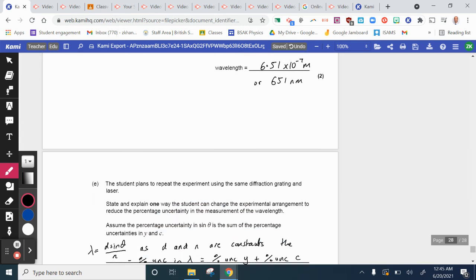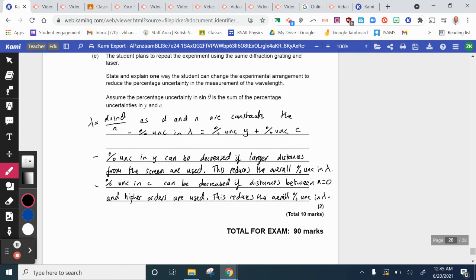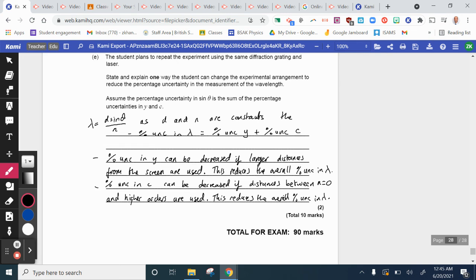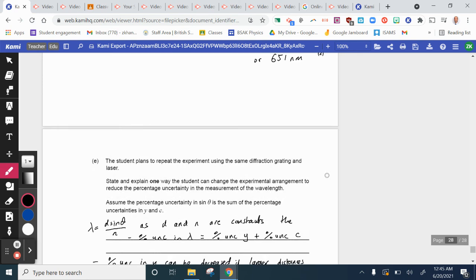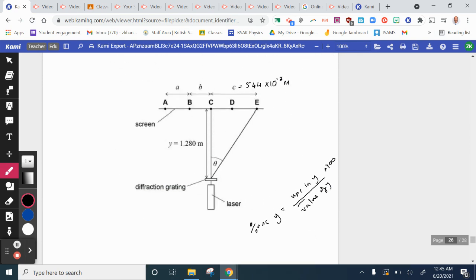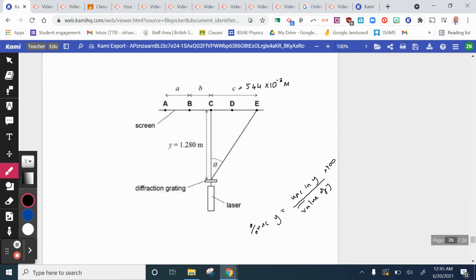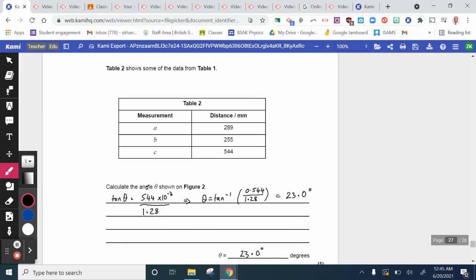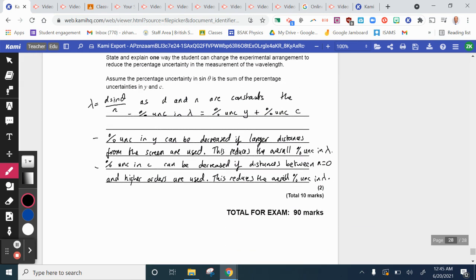The other is the percentage uncertainty in c. How do we improve that? That can be decreased if the distance between the n equals 0 and higher orders are used. This reduces the overall uncertainty in lambda. So if we wanted to, let's say, use other spots which are further up, that would increase the distance there. So the percentage uncertainty in c will also decrease as well.